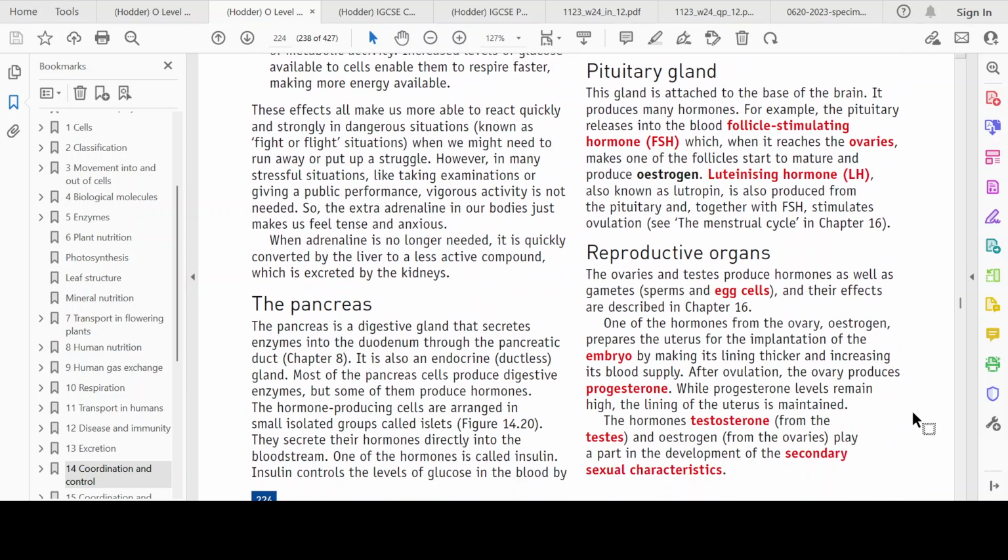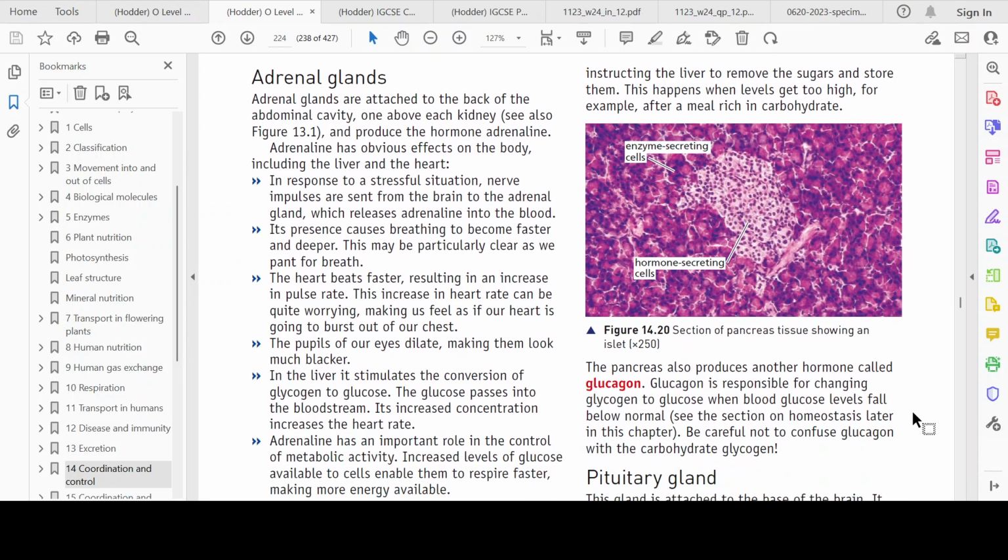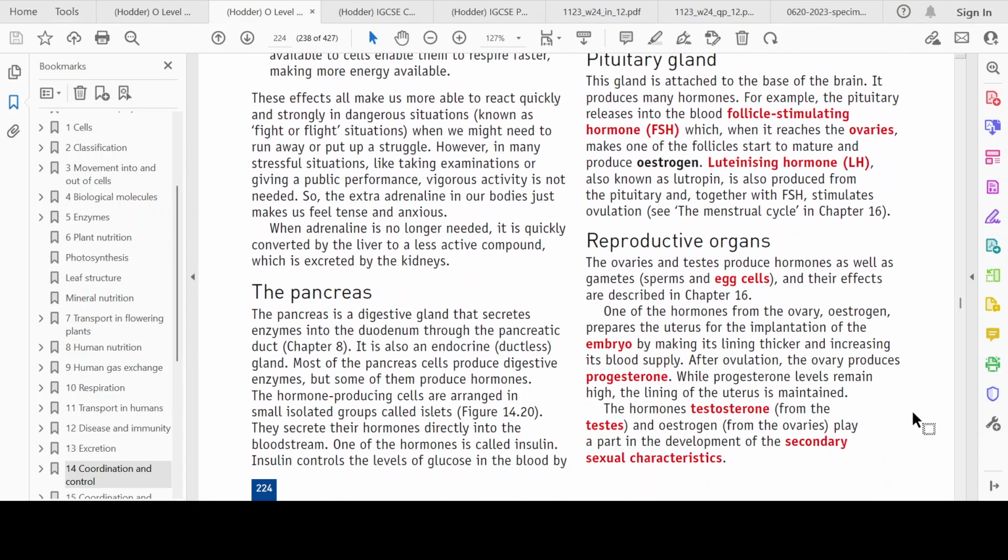All right, almost done. The pituitary gland is attached to the base of the brain, so it's up there in the brain. It produces many hormones. The pituitary releases into the blood follicle stimulating hormone, or FSH, which when it reaches the ovaries makes one of the follicles start to mature and produce estrogen. Estrogen is also a hormone. It is produced by the follicle.